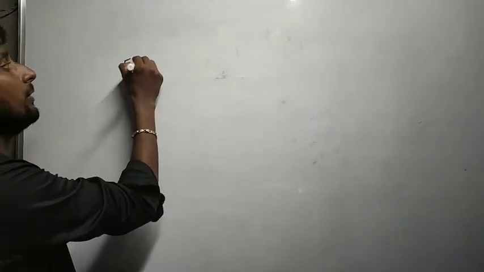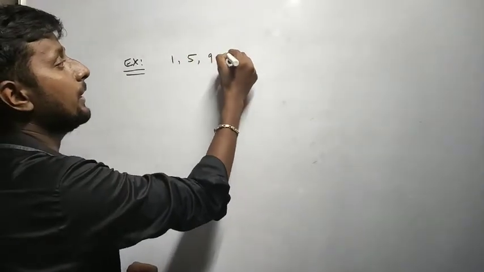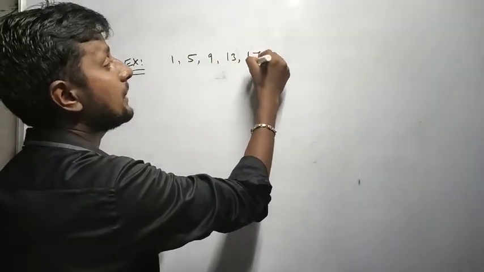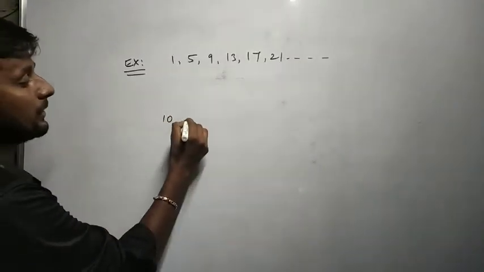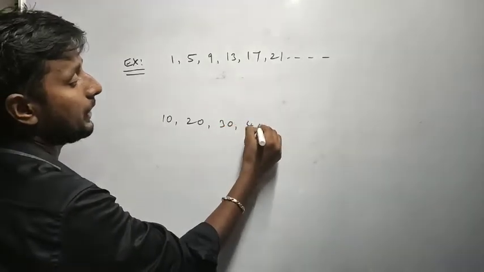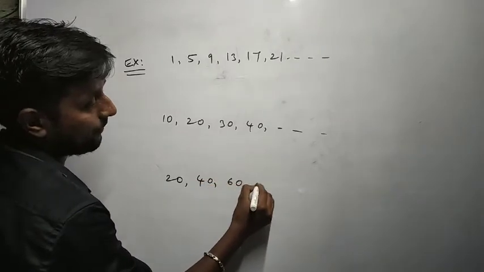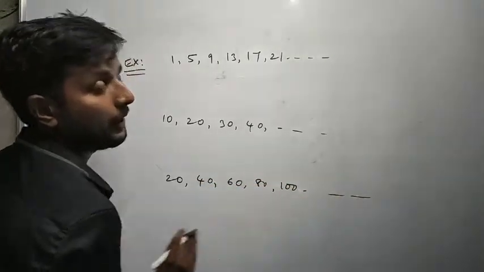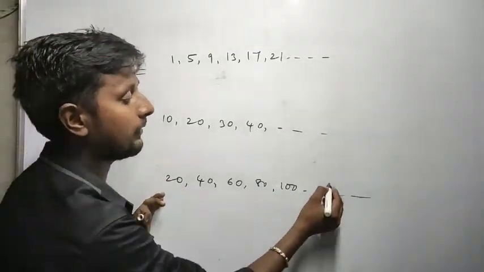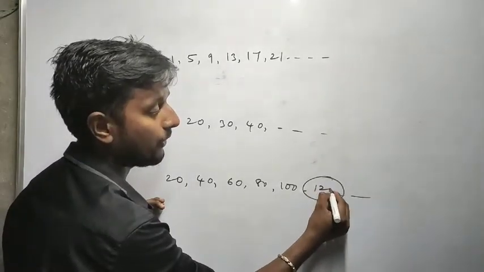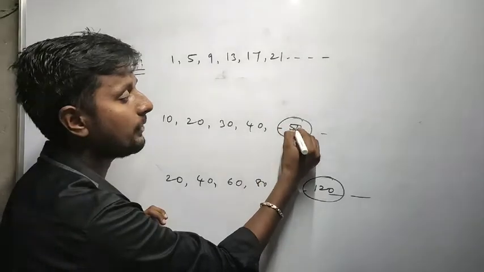My example one is 1, 5, 9, 13, 17, 21, and so on. The second one is 10, 20, 30, 40, 50, and so on. And 20, 40, 60, 80, 100, and so on. If I ask what is the next term after 100, people may guess 120. And for 10, 20, 30, 40, the guess for the next one is 50.